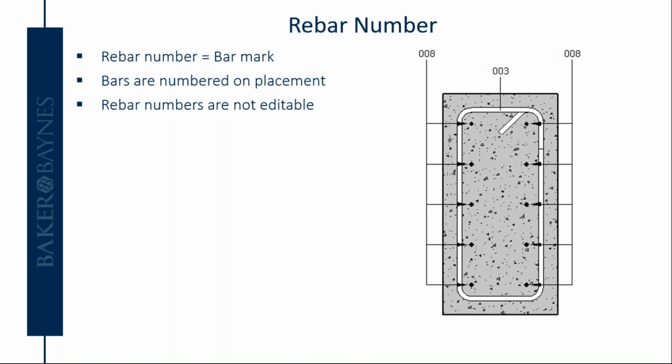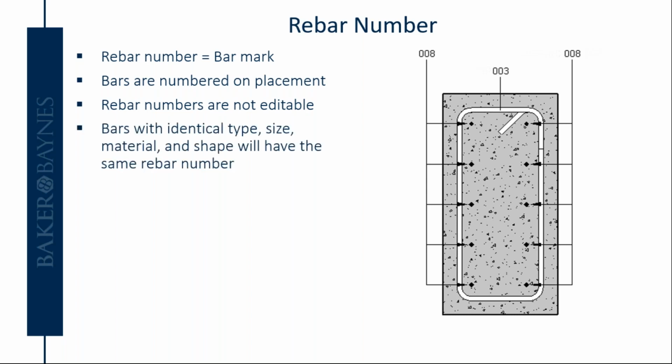And this can be frustrating when that is what you're used to, but there are some advantages to that, and the quicker you become used to it, the quicker it will be to adapt. What it does is that bars with identical type, size, material, and shape will have the same number. So it compacts your schedule so that you don't have repeated bars appearing in it with the same cut details but different numbers. So you won't have that.